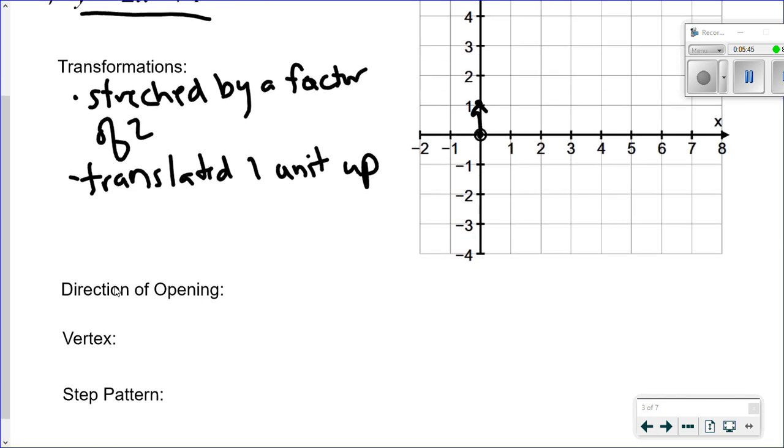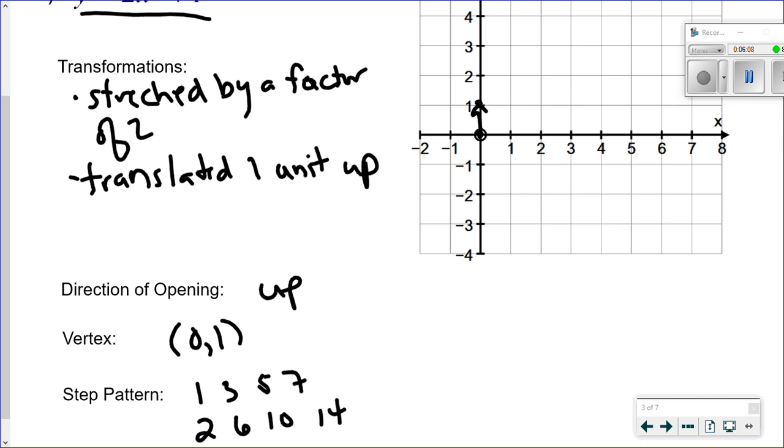Okay, so we'll look at some of these details first. It's still up. My vertex has moved up 1, and my step pattern is being multiplied by 2. I'm sorry. So instead of it being 1, 3, 5, 7, it's now 2, 6, 10, 14.